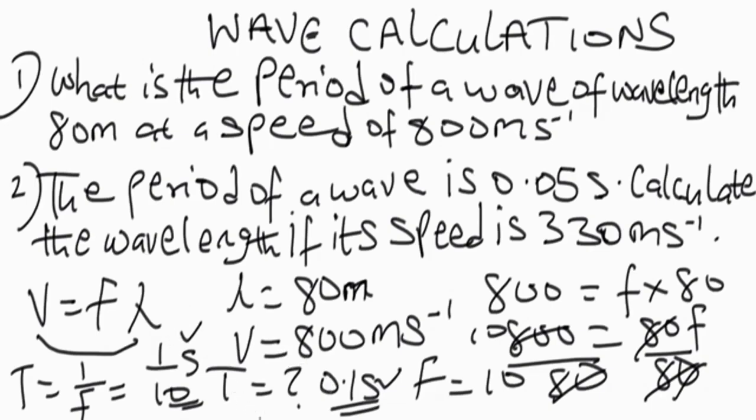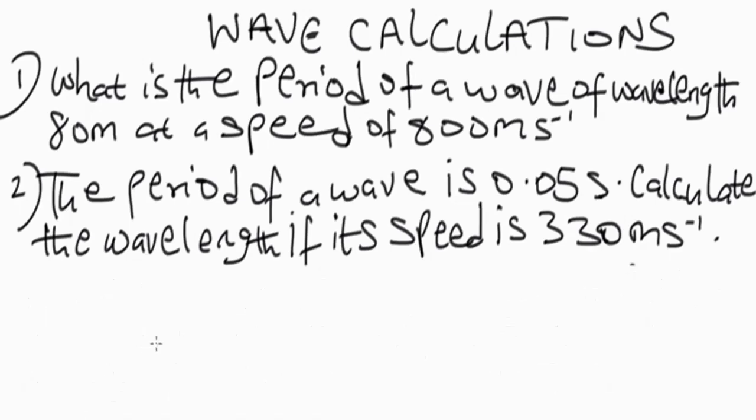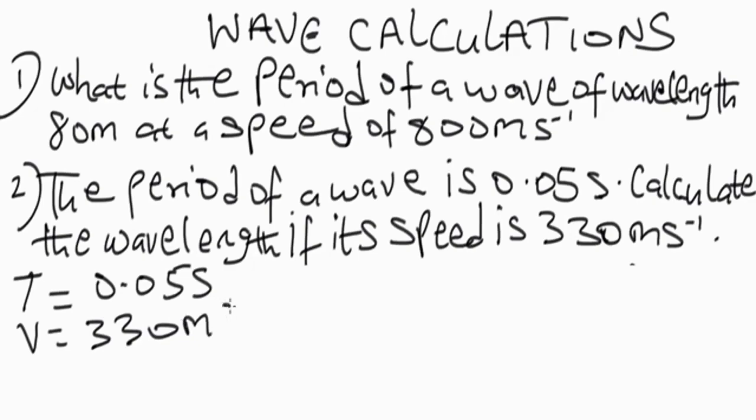Let's look at question 2 and solve it together. Let me wipe below. Question 2 says the period of a wave is 0.05 seconds. Calculate the wavelength if its speed is 330 meters per second. Okay, so let's get the parameters. We have the period, time, to be 0.05 seconds. We have the velocity to be 330 meters per second. So we're going to work with this relationship, V equals F times wavelength, which is our lambda.